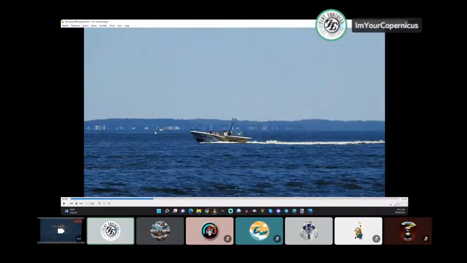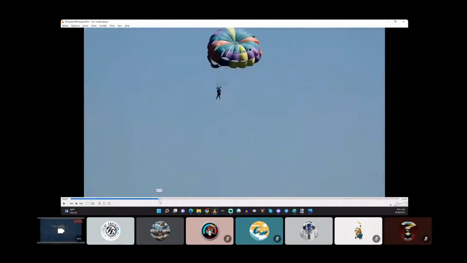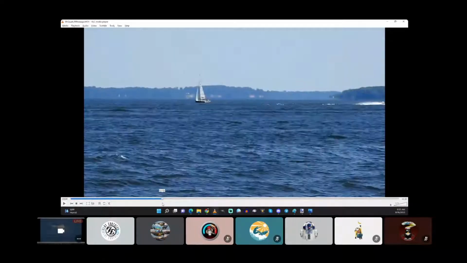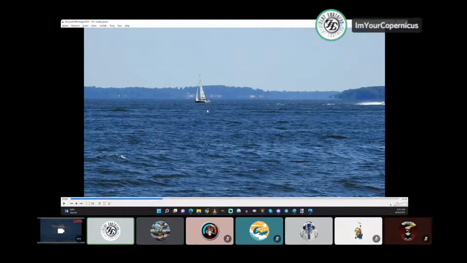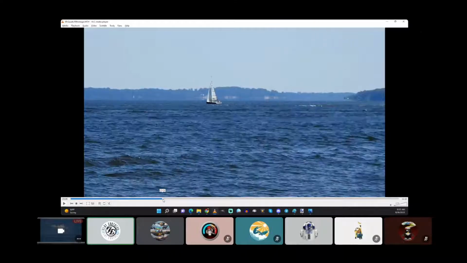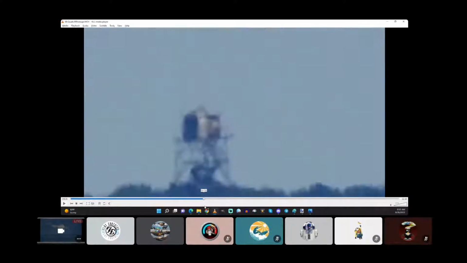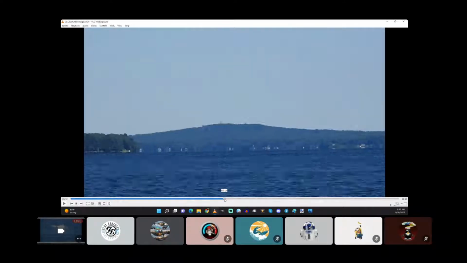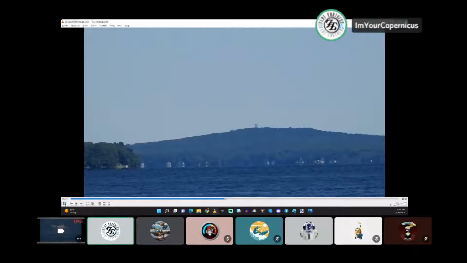Okay, so if we understand that, let me try to find maybe a better shot somewhere. So this boat is fully visible, no mirage. It's on the water, and we can see it. Let me try to find another boat. I think that's a boat out there. Hold on.